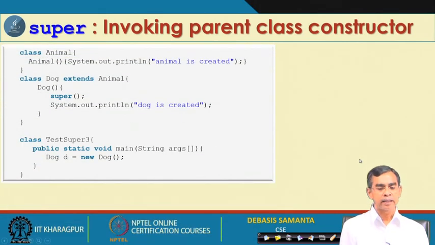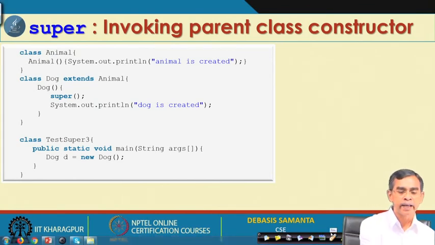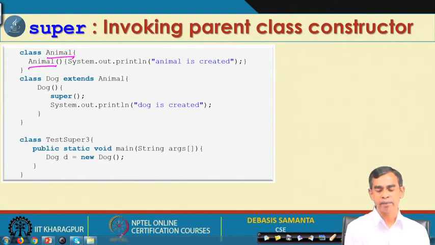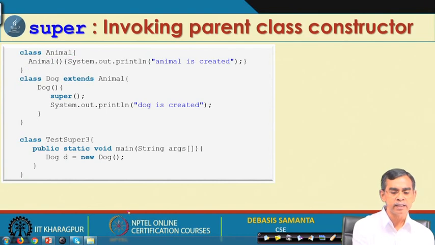Now, this is another example of use of super, basically invoking the parent class constructor. We will use this kind of construct frequently in our subsequent programs. So, we should understand it very carefully. Again, this is a superclass, and it has one constructor, Animal. So, this is the superclass constructor.